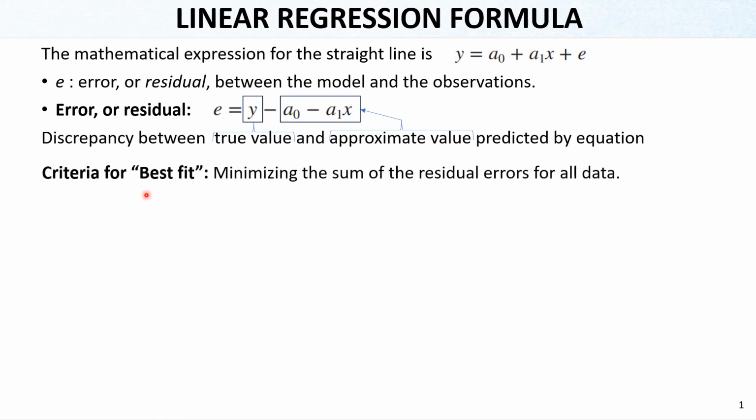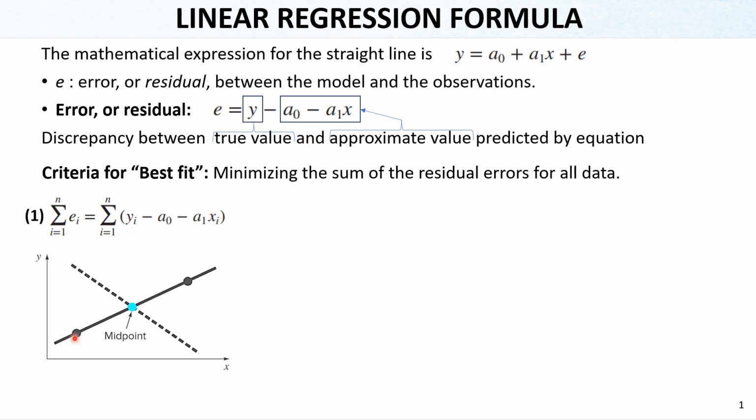And we need to have a criterion for best fit, and it can be achieved by minimizing these errors or residuals, minimizing the sum of the residual errors for all data. So we have many data, that's why we have many errors, and we actually sum them all, as you can see here. Summing them means summing this formulation for each i, where x is the data, y, and the corresponding y is the result. Basically, we sum them all like this.